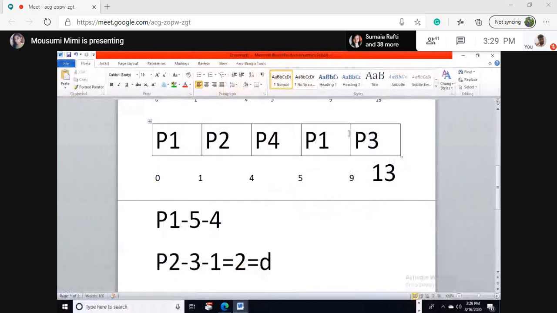So now check the completion time. Process 3's completion time is 13. For checking the completion time for this preemptive scheduling, you always start checking from your right hand side. Then process 1's completion time is 9. Then process 4's completion time is 5. Then process 2's completion time is 4.